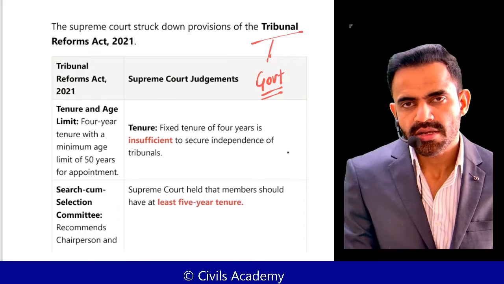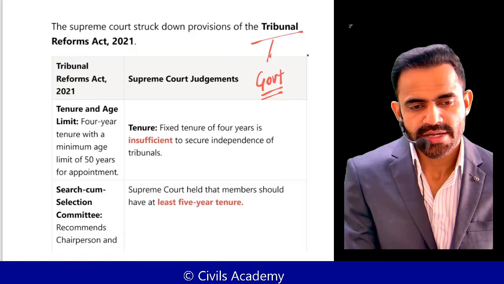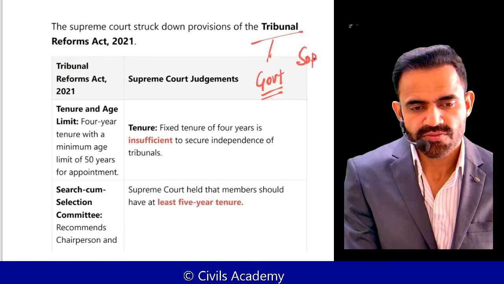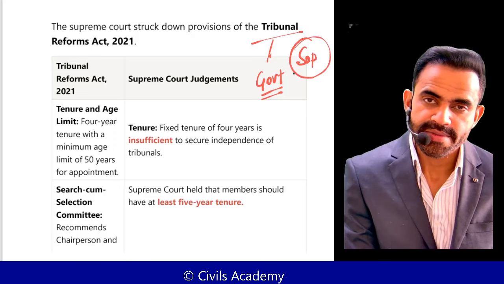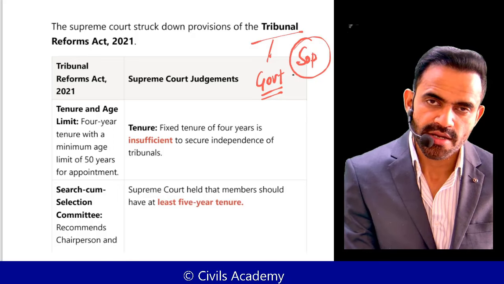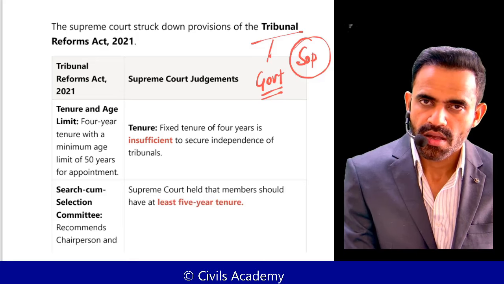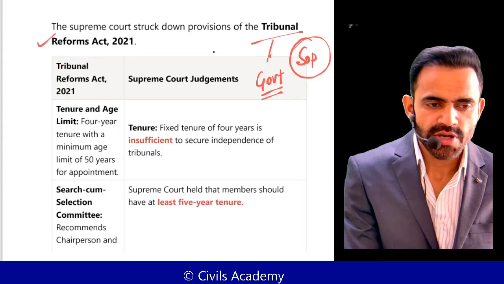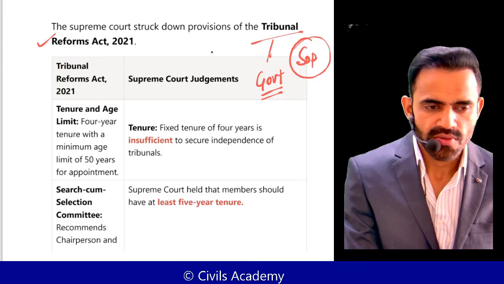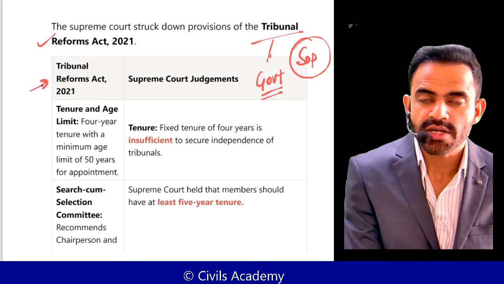So when the government is appointing the members of the tribunal, it is a conflict of interest and a violation of separation of power. How is it a conflict of interest? Government is a party, that means the case is filed against the government, and the government itself is appointing the members of the tribunal. That is why the court has struck down this Tribunal Reform Act of 2021. So, first understand what were the provisions in this Reform Act and what the Supreme Court said.